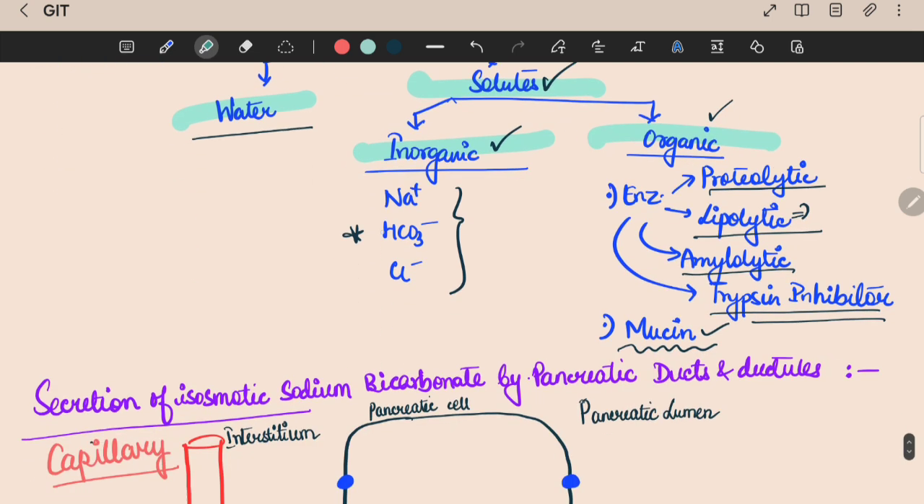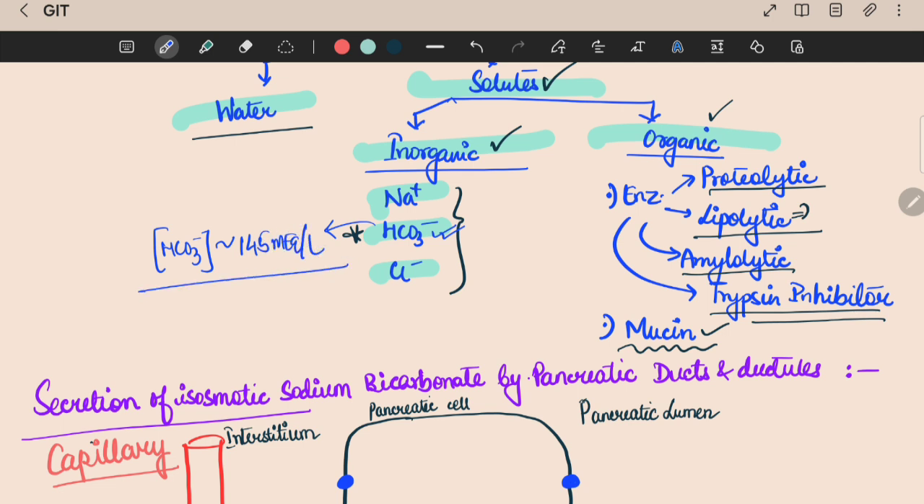Under inorganic solutes we have mainly three ions: sodium, potassium is very less, mainly sodium, bicarbonate and chloride. Now the maximum amount is mainly of the bicarbonate. So if they ask you what is the approximate pH, then you say that it is mainly alkaline. Pancreatic juice is mainly alkaline due to the presence of a large amount of bicarbonate. The concentration of bicarbonate in this juice is approximately 145 milliequivalent per liter. Okay, remember this. This is an approximate value.